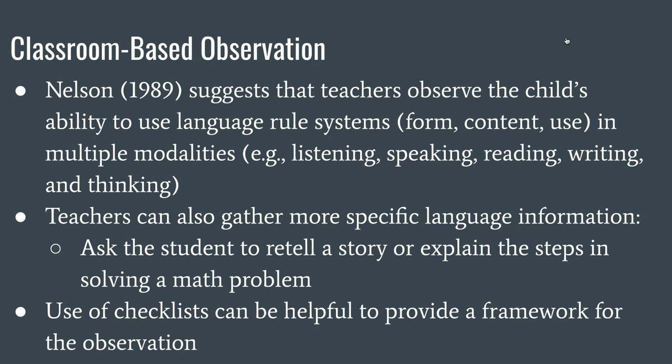Nelson suggests that teachers observe the child's ability to use language rule systems, right, form, content, and use, in multiple modalities: listening, speaking, reading, writing, and thinking. Teachers can also gather more specific language information. So asking the students to retell stories, or explain the steps in solving math problems, can be pretty high level here, where we've got a beginning, middle, and an end, and step 1, step 2, step 3. A lot of kids with language issues are going to break down doing those things. Use of checklists can be helpful to provide a framework for the observation.